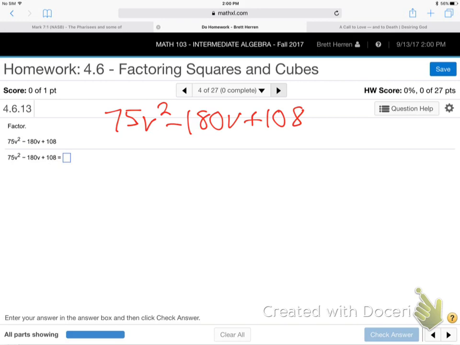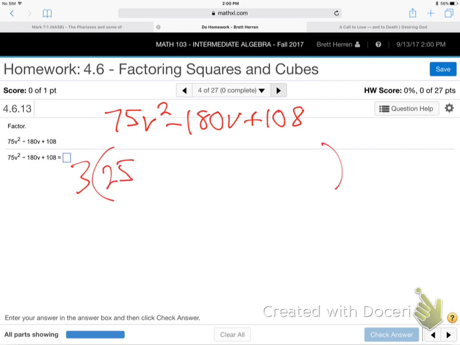So what goes into all three of those? 3. Yeah, you should calculate if you're not sure of the trick. 108, just add the digits: 1 and 0 and 8 is 9. 3 goes into 9, so 3 goes into 108. Same thing with 180: 1 and 8 and 0, that's 9, so 3 goes into 180. And 75, we already know that's 3 times 25. So 3 goes into all those. So take out the 3.